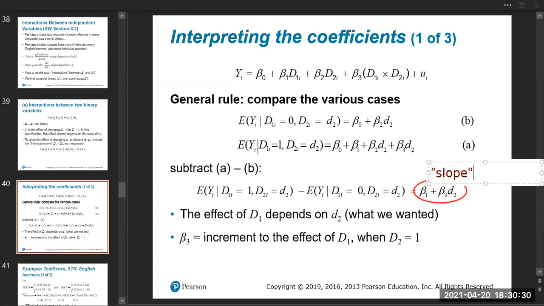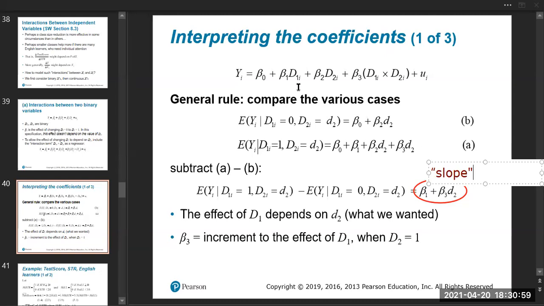Okay, so this is the slope we're talking about. The effect of x1 on x2 is a combination of beta 1 plus another term that is beta 3 times d2. Now, this slope is not linear because the slope depends on the value of d2, because this slope contains d2.